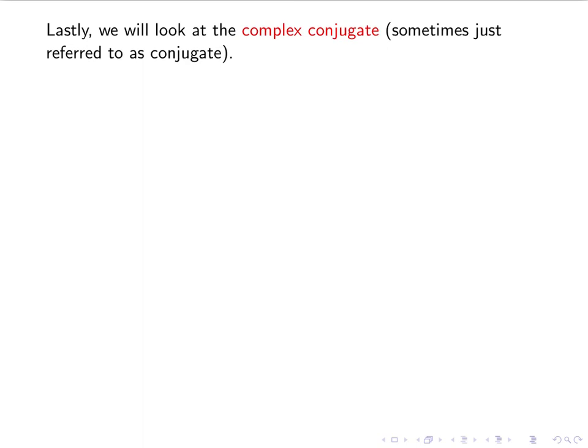The last thing that we're going to look at is something called a complex conjugate. If you already know that you're referring to complex numbers, sometimes it's just called the conjugate. So the conjugate of a plus bj is a minus bj. So we have the real part stays the same, the imaginary part changes signs. So we go from a positive b times j to a negative b times j.